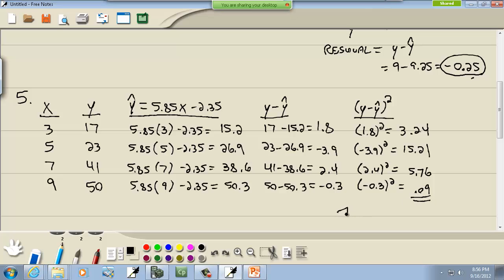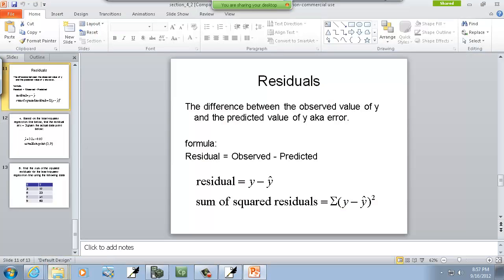Now we want to add those together. That's the sum of the squared residuals. These are the residuals right here, in case you're wondering. So we add those together. We got 3.24 plus 15.21 plus 5.76 plus 0.09. That gives us 24.3. And this is the sum of the squared residuals, which is what they are wanting in this particular problem.